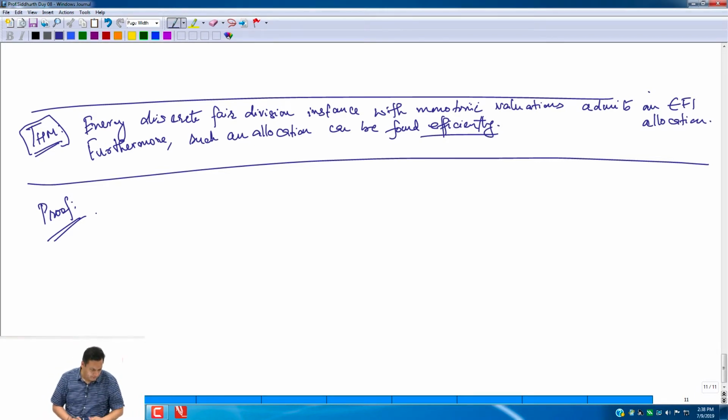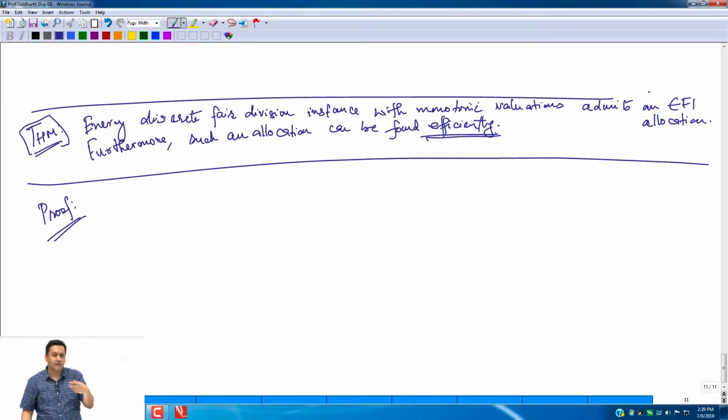I'll be a bit quick here because most of it has been discussed multiple times. The running time is already observed, so this is efficient. Note that to actually execute it, I just need to be able to figure out the envy graphs, and that entails polynomial queries to the valuations. Again, something I'm not going to belabor, worth thinking about, is that you can actually execute it even if you only had oracle access to the valuation.